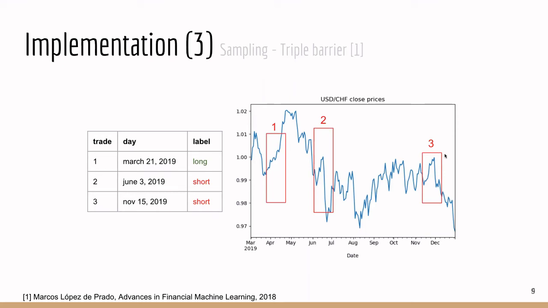If no limit has been hit, we decide if it's a short or long depending on the position of the last price. Here, for example, on the last triple barrier, we have a lower price than the higher price at the starting of the triple barrier. So we have a short. I don't know if it's clear, but you could ask later if it's not.